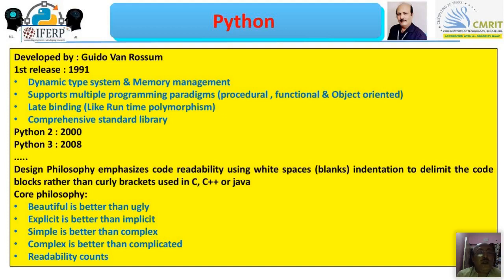Because the core philosophy of Python is: beautiful is better than ugly, explicit is better than implicit, the implicit or explicit call of the function, simple is better than complex, and complex is better than complicated. Readability counts. So it enhances the readability of the program. The program is written in a simple way and it has rich, powerful tools.